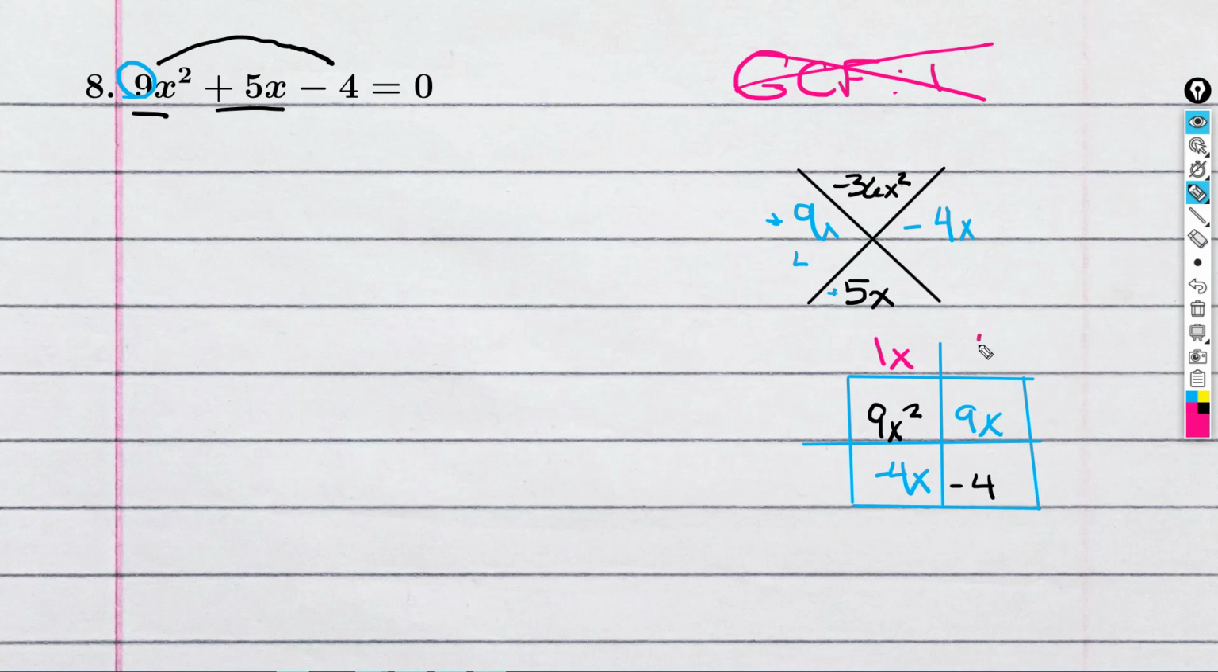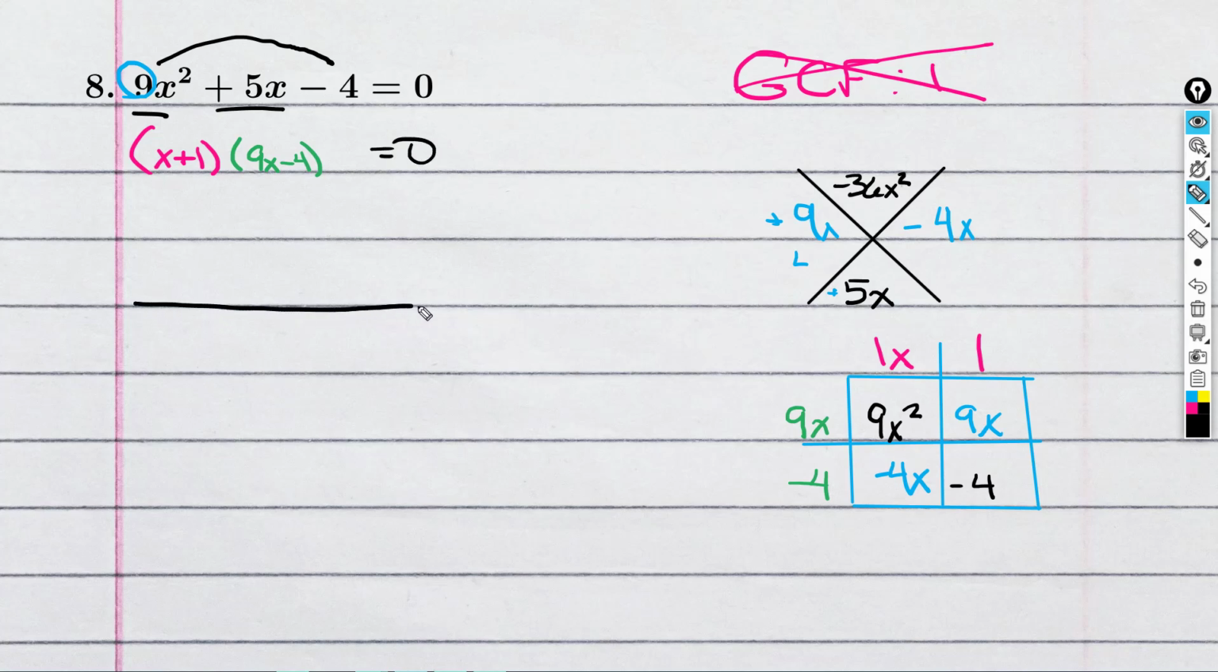9 and 4, 1 is the best factor for both of those. So my first parenthesis is x plus 1. Now let's go to my second set, which is the rows. So 9x squared and 9x both have a 9 in them as a factor, and both have an x. So we know we have 9x, negative 4, and negative 4. A common factor there is negative 4. So my second parenthesis is 9x minus 4. And again, we are still equal to that 0.